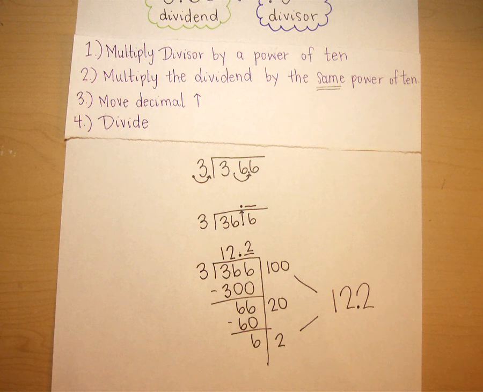Please private message us today if you have any questions. Rewatch these videos. Remember these 4 steps today. Multiply the divisor by a power of 10. Then multiply the dividend by the same power of 10, move up that decimal, and then divide. And then you'll put that decimal back in at the end.